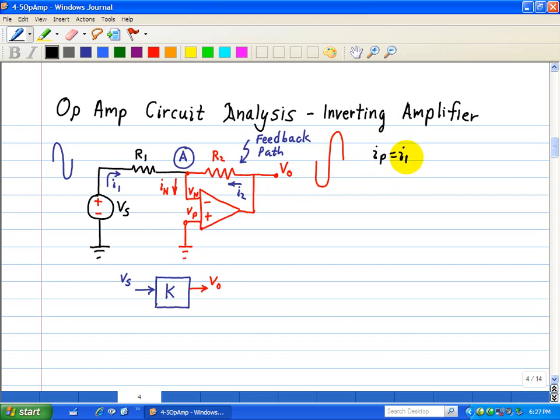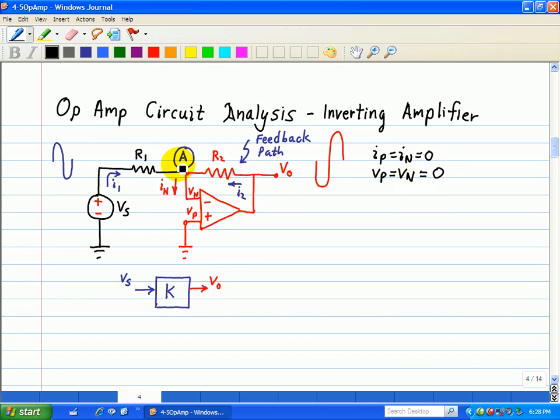So let's analyze this circuit, and we note our two ideal characteristics associated with an op-amp: IP equals IN equals 0, because the ideal op-amp has infinite input resistance, and that VP is equal to VN, since an ideal op-amp has infinite gain. We note that VP is connected to ground, so VP is equal to VN, which implies that VN is equal to 0.